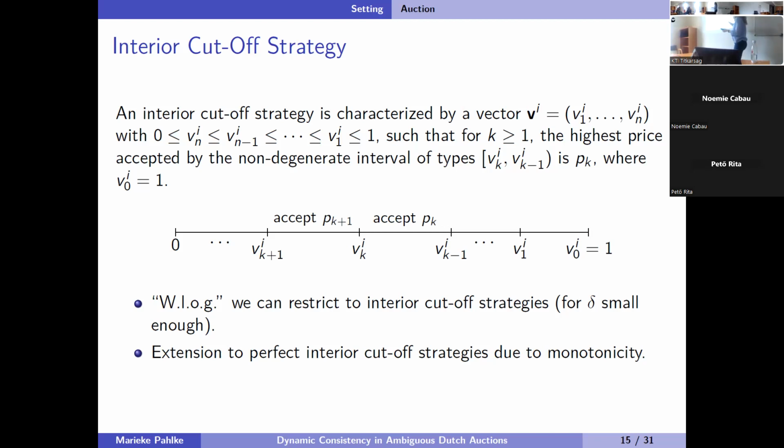And in the paper, I don't want to go too much into this technical detail, but in the paper, we show that you can basically restrict to these cutoff strategies. So for any equilibrium, you can always find one of this form, so we will just look at this kind of cutoff strategies, and then we just have to think about these cutoffs.